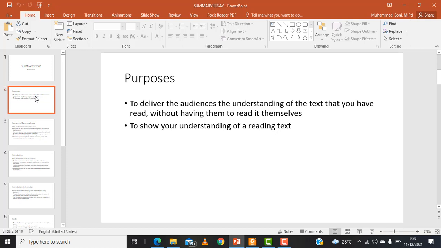Actually, there are so many kinds of text that you can develop into a summary. It can be from a book chapter or maybe a research article. But today, at the end of the lesson, you will be asked to write a summary essay based on the article that I'm going to give you at the end of the lesson.